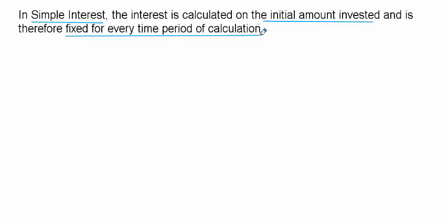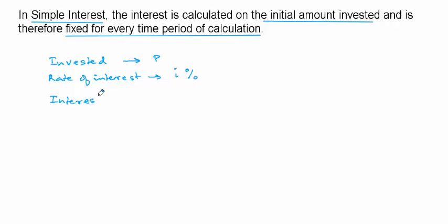Let's say the amount invested is P and the annual rate of interest is I%. Now the actual amount of the interest earned in 1 year is equal to I% of P.